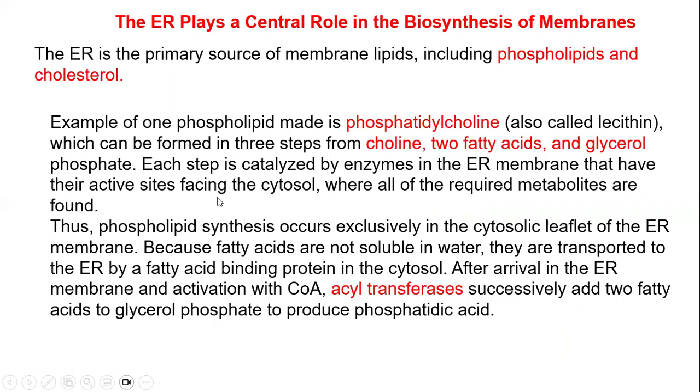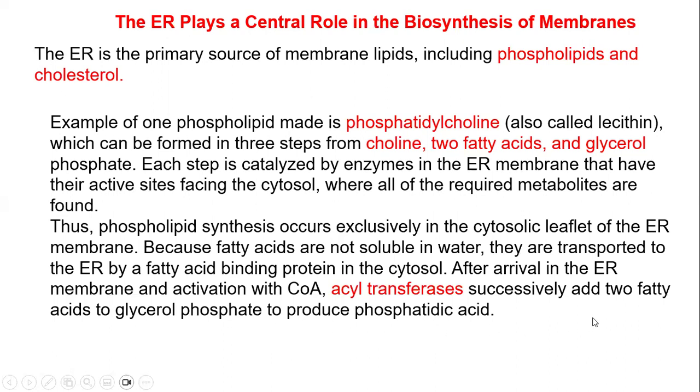Each step of the synthesis of phospholipid molecules will take place on the ER membrane that has its active site facing the cytosol. And in the cytosol, we have all the requirements or metabolites that are required for synthesis of phospholipid. So phospholipid synthesis will occur exclusively in the cytosolic phase of the endoplasmic reticulum membrane. Since fatty acids are not soluble in water, they are transported to the ER by a fatty acid binding protein in the cytosol. After arrival in the ER membrane and activation by coenzyme A, acyl transferases will successively add the first two fatty acid chains to the glycerol phosphate molecule to produce phosphatidic acid.